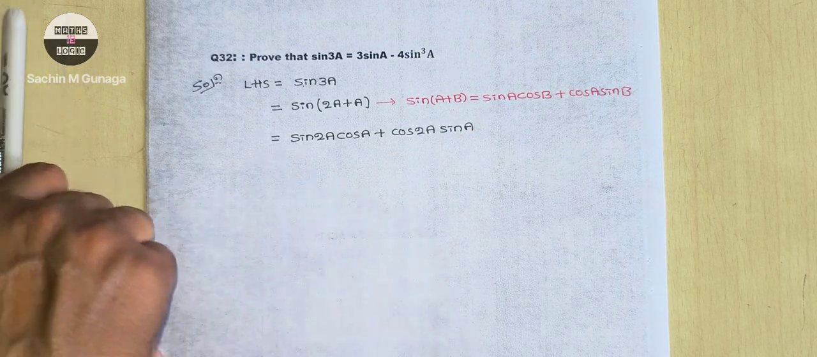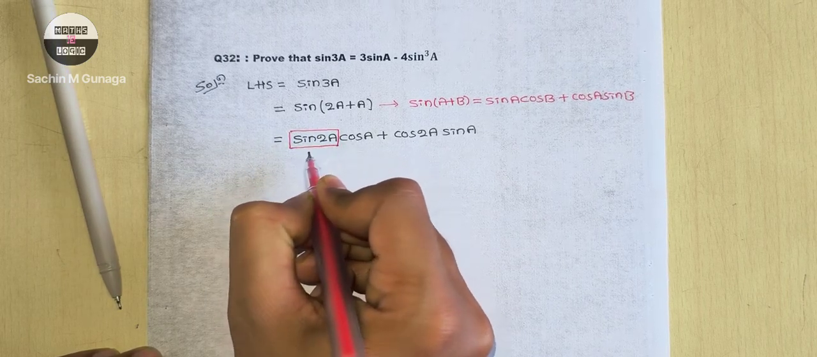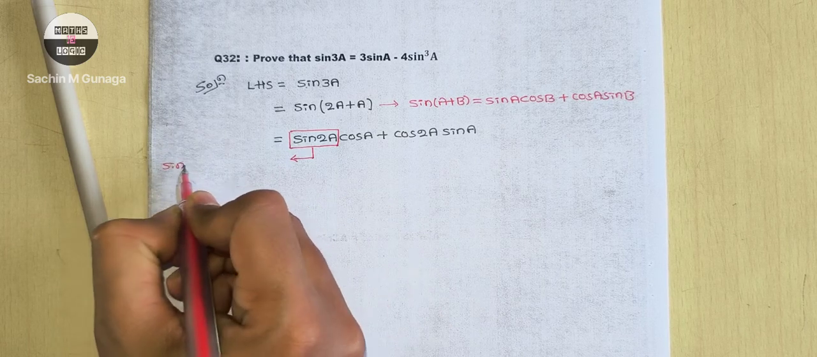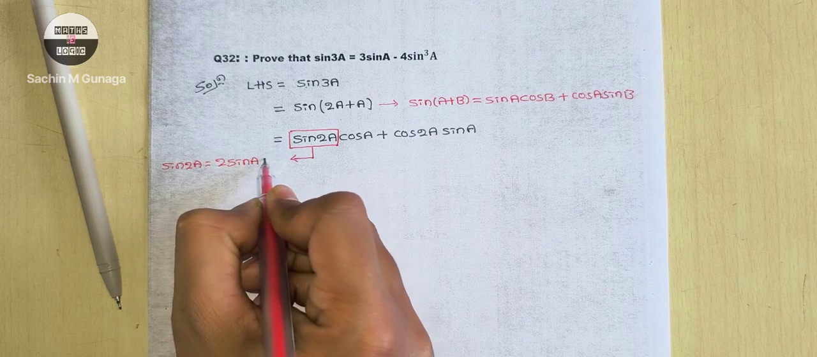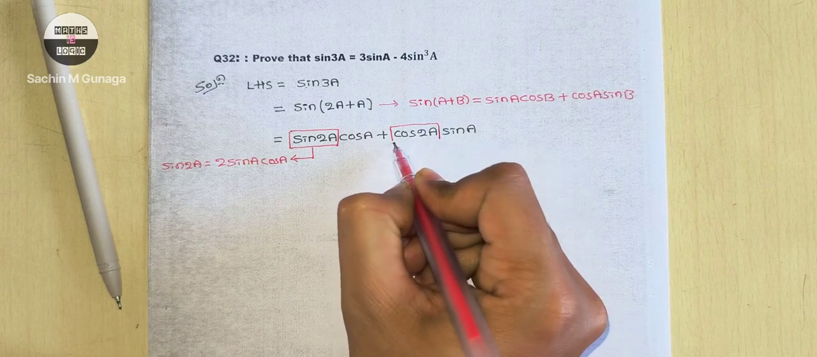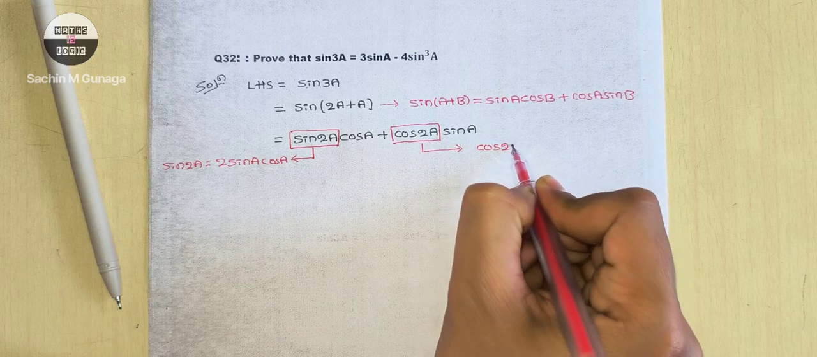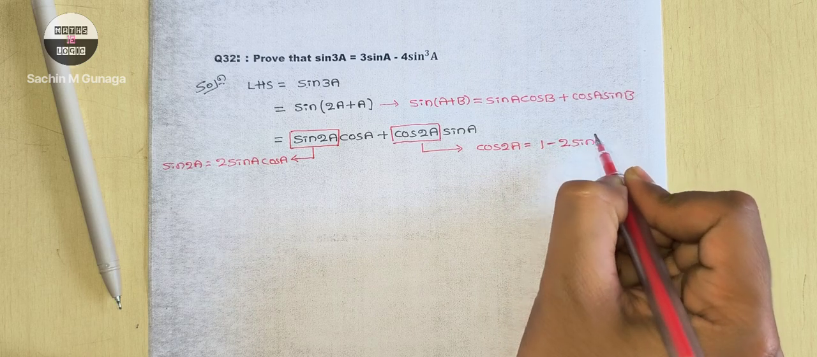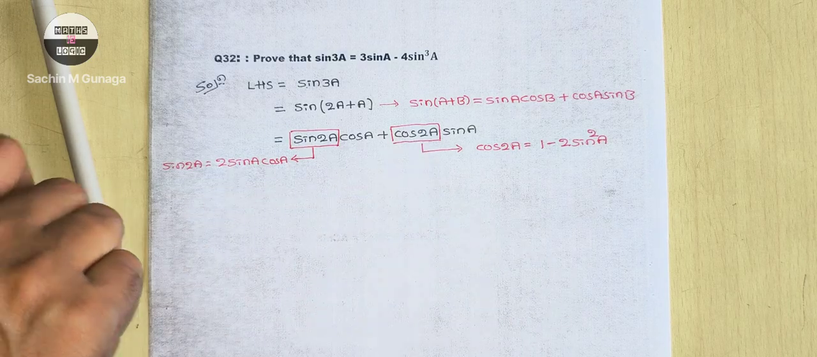Next, again in compound angle there is a formula. So what is that formula? Sine 2a is equal to 2 times sine a into cos a. Another formula is there in compound angle. What is that? Cos 2a is equal to 1 minus 2 times sine square a. So now these two formulas we are going to substitute.